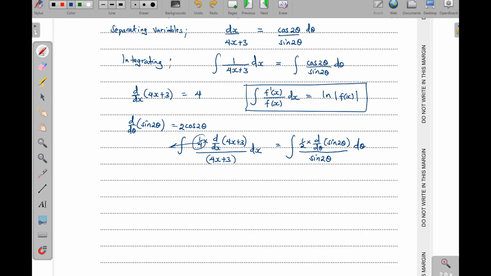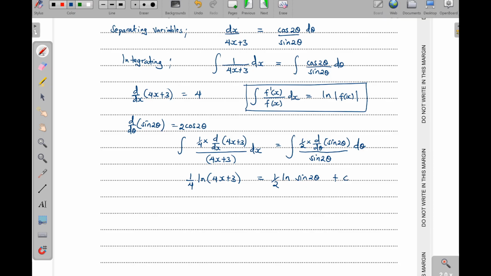But in the exam, we don't need all of this. I'm just doing it to help some people here. But right from here, we just expect the answer here, like a quarter, then natural log of 4x plus 3. We don't need all of this garbage I've written here. Then this one is equal to, then we have a half here, and then the natural log of sine of 2 theta.